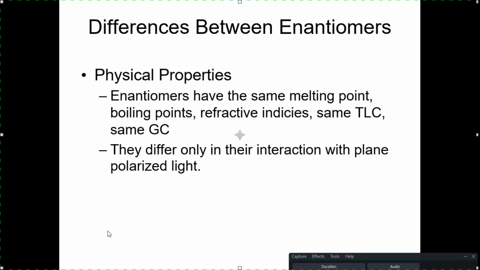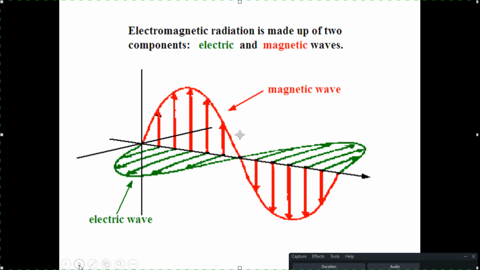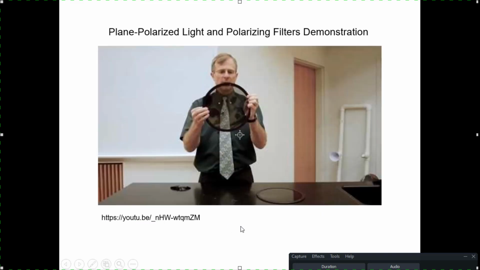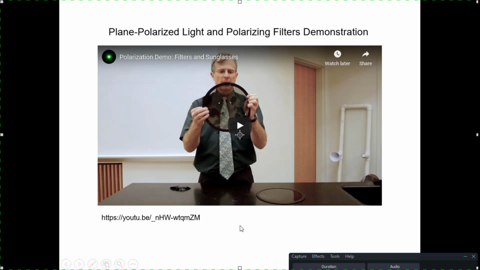So the question then becomes, what is plane polarized light? Light, or electromagnetic radiation, is made up of two components. It's called electromagnetic radiation because it has an electric component and a magnetic component in its waves, and those are perpendicular or orthogonal to each other. And so electromagnetic radiation, such as light, can be manipulated with a polarizing lens.